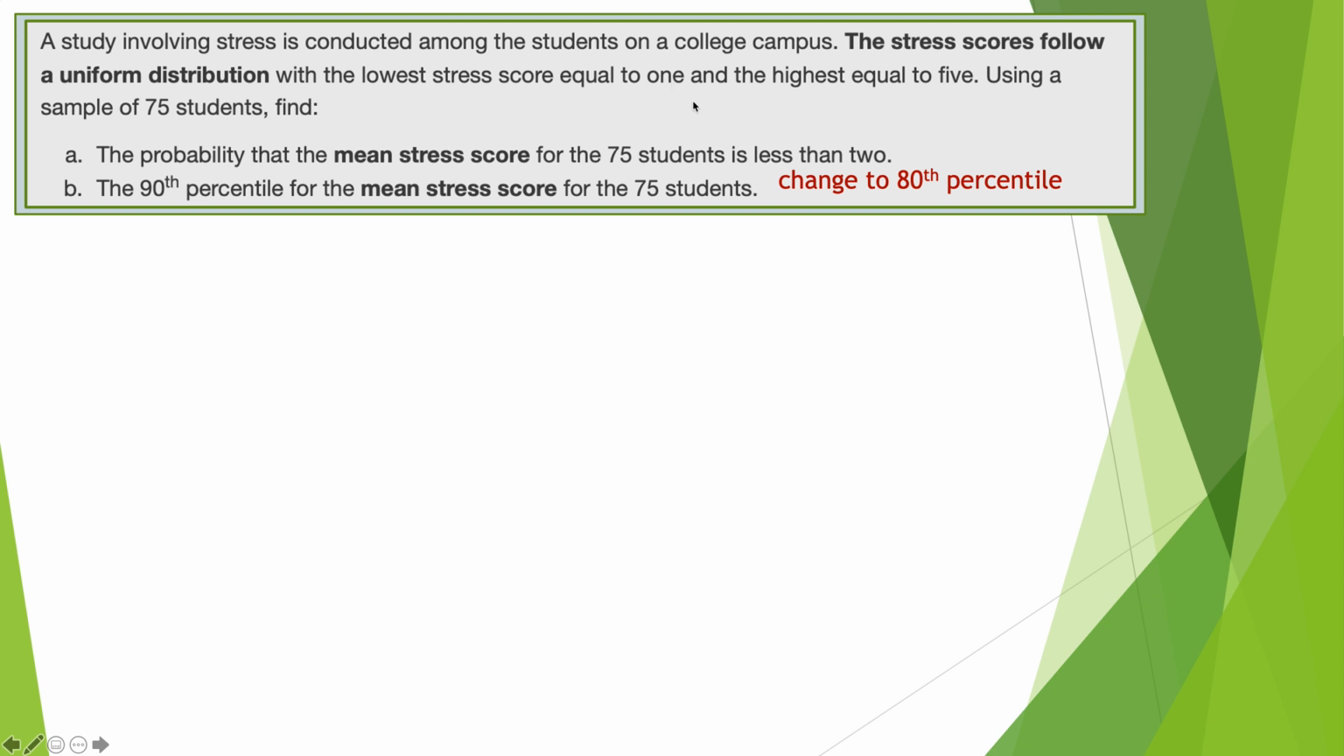Very, very similar question, okay? Except this time, we're going to change to the 80th percentile. So the first part of the problem is exactly the same. You don't need to redo part A. We're just going to have you do part B. It's the same question as the previous slide. I'm just changing it to the 80th percentile to get you a little practice on that inverse normal curve to find the percentiles. Go ahead.